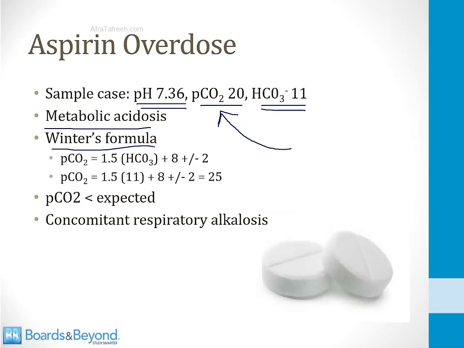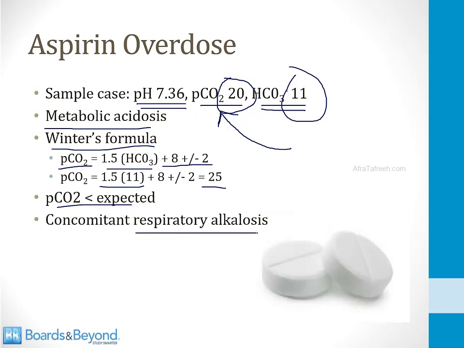So Winter's formula tells you the expected CO2 for a metabolic acidosis. And Winter's formula says the expected CO2 is 1.5 times the bicarb plus 8 plus or minus 2. So if we take our value of 11 for the bicarb, Winter's formula says the expected PCO2 is 1.5 times 11 plus 8 plus or minus 2, which is 25 plus or minus 2. And this is much higher than our actual CO2 of 20. This means the CO2 is too low, it's lower than expected, and the disorder that causes CO2 to be too low is a respiratory alkalosis.